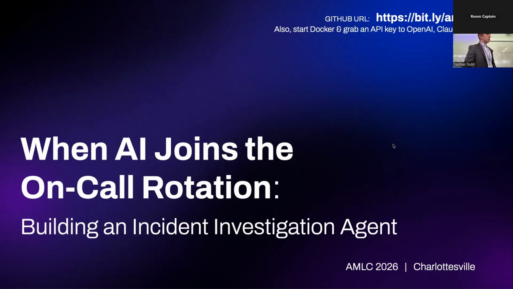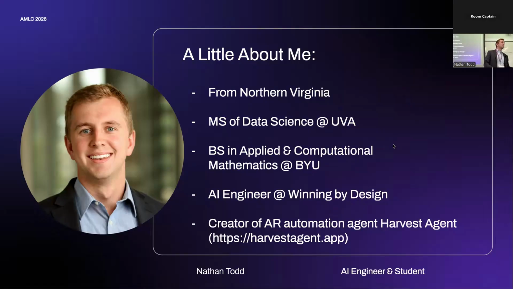Let's make sure these slides work. Okay, so just a little bit about me. I'm from Northern Virginia. I'm currently a Master's of Data Science student here at the University of Virginia. I have a Bachelor's in Applied Mathematics from BYU, and I'm currently an AI engineer at a company called Winning by Design, where I do some agentic work for them. I'm excited to share a little bit about what I've learned over the last couple of years about agents with everyone here today.